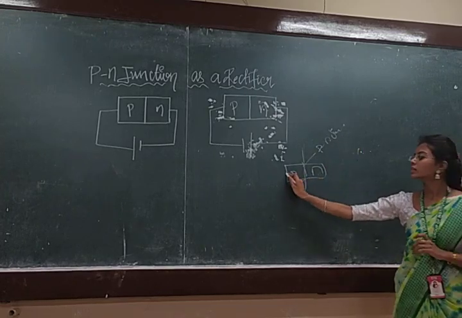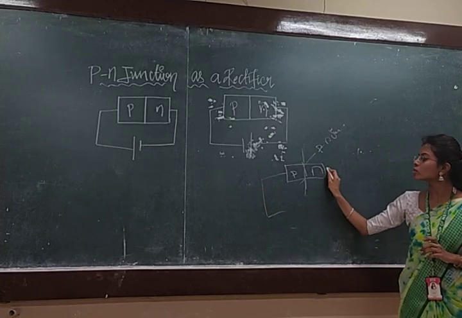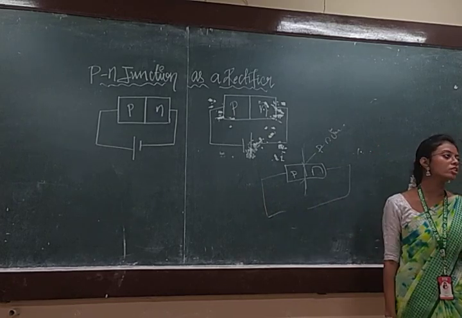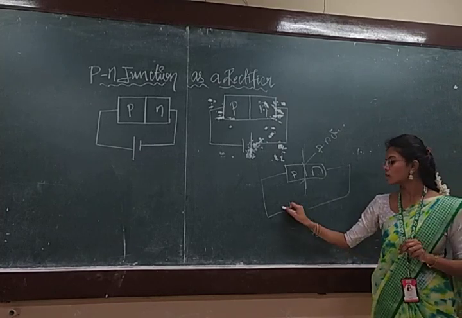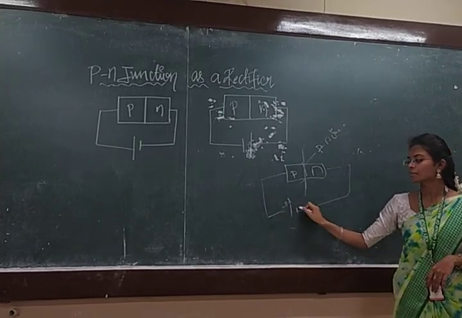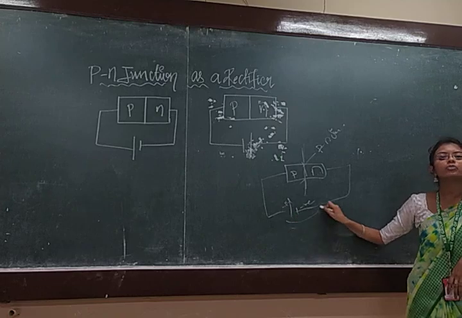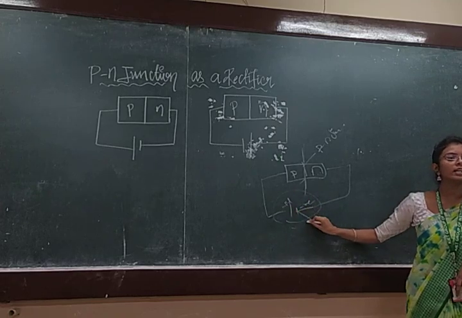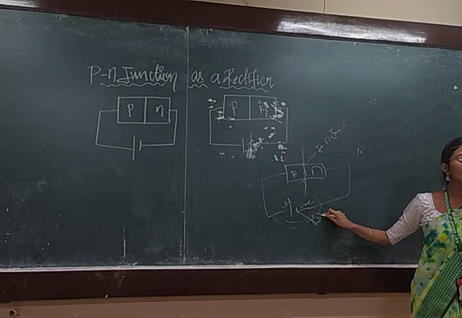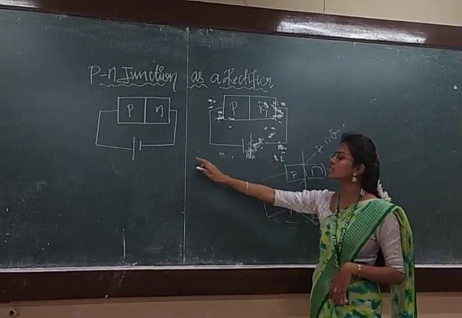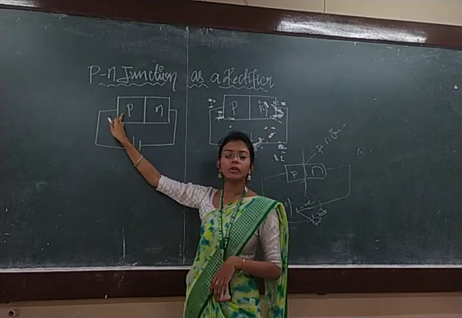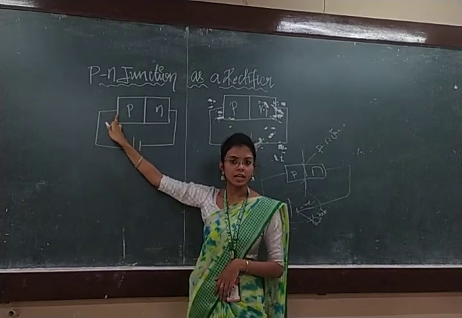Okay. Now, these two semiconductors are connected to the two terminals. Two terminals means what? One is positive and the other one is negative. So the two terminals you are having, you will be calling it a diode. Diode. Okay.